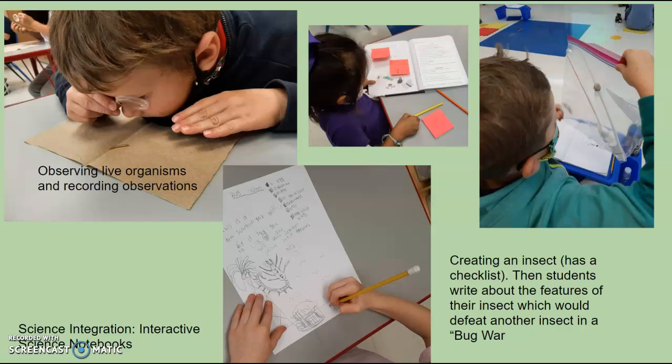Another idea that students are currently doing is creating an insect. They have a checklist, like writers have checklists. And then students write about the features of their insect, which would defeat another insect in a bug war, because we've watched some videos called Bug Wars. Again, I would think about whole unit workstations so that you're not swapping out activities every single day.